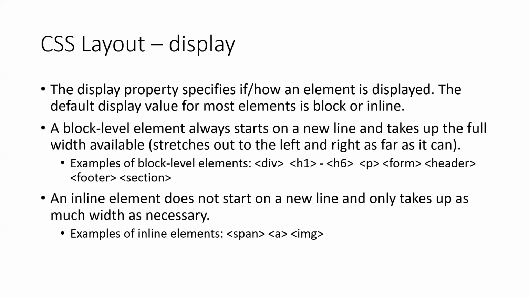Now, there are two main display values we have used, called block and inline. Block level means it will start on a new line and take the full width. For example, div, headers, paragraphs, forms, footers, sections, all these come under block level elements. Inline means it will not start a new line, and will take only the amount of space needed. For example, span, A and image, that means anchor and images, are examples of inline display.